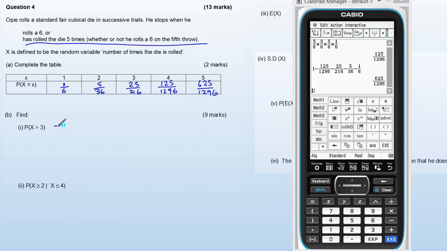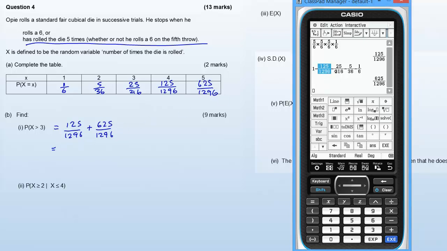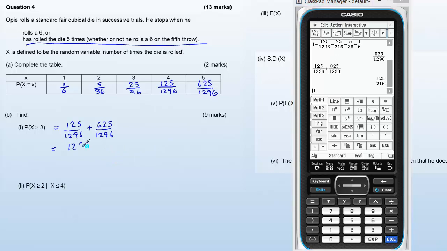So the probability of X being greater than 3 means 4 or 5. So that's 125/1296 plus 625/1296. So 125/1296 added to 625/1296, which gives us 125/216.